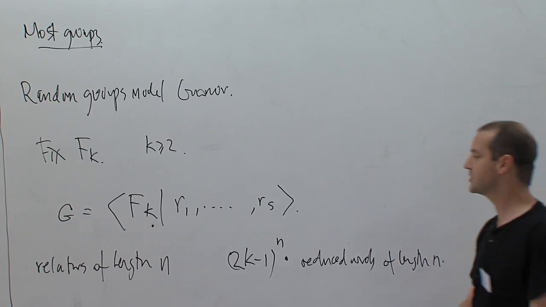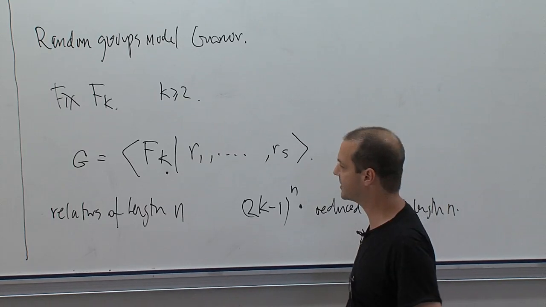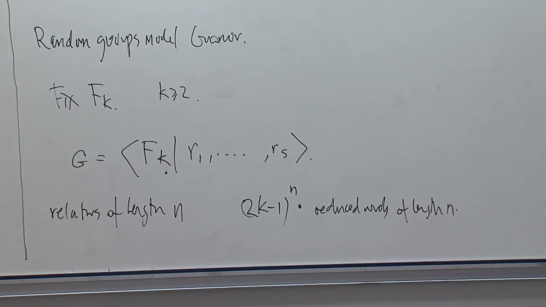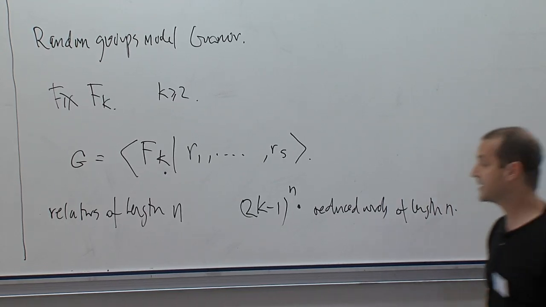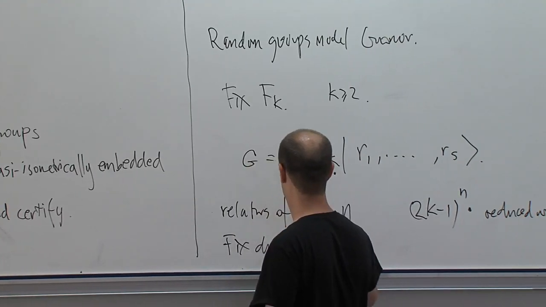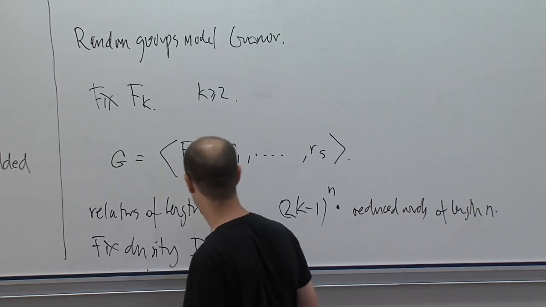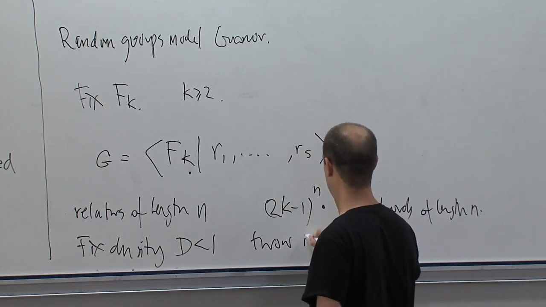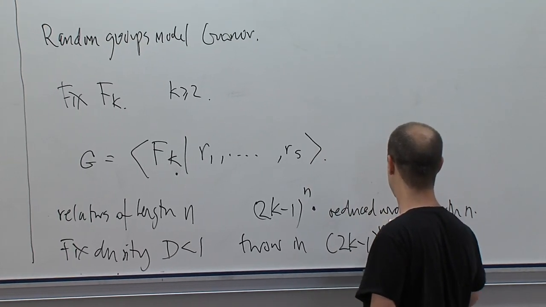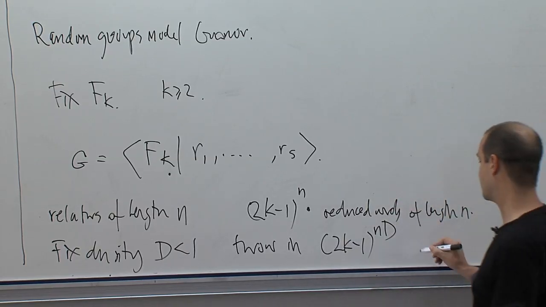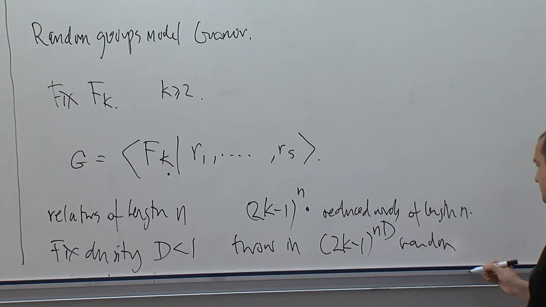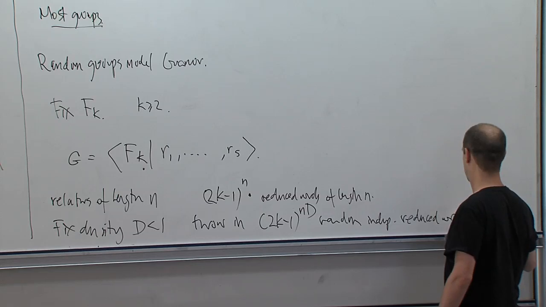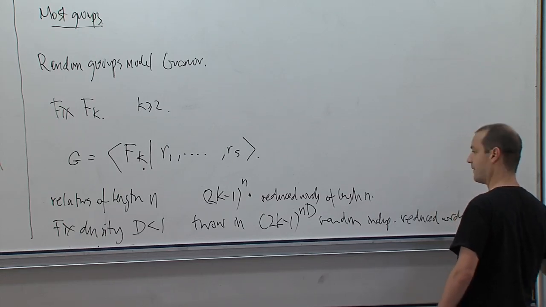And so what Gromov proposes as a good way to choose them is to fix a density, what fraction of the words you're going to add. But the trick is it's a logarithmic density. So you fix a density d, which is going to be less than 1, and you throw in (2k minus 1) to the power of nd random independent reduced or cyclically reduced words of length n as relators.